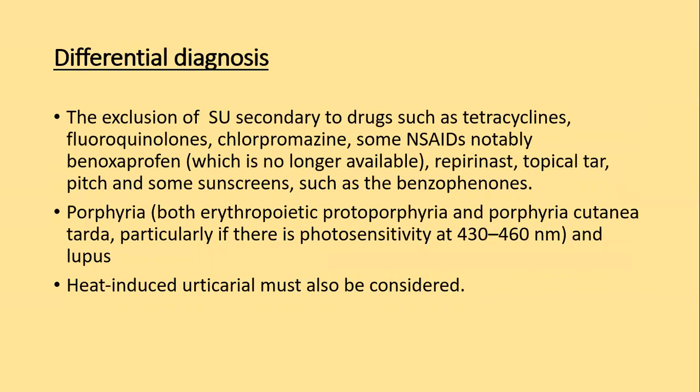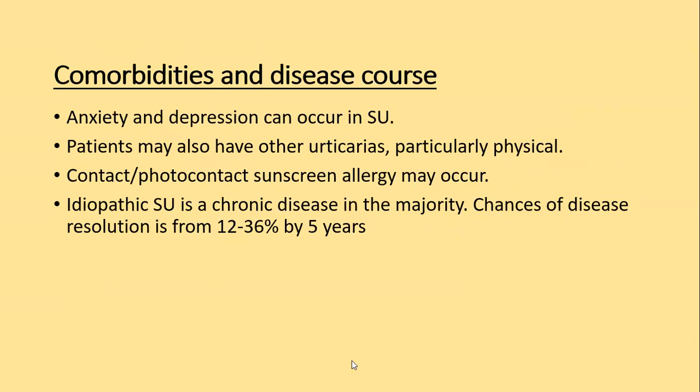Differential diagnosis. The exclusion of solar urticaria secondary to drugs like tetracycline, fluoroquinolone, chlorpromazine, and some NSAIDs, notably benoxaprofen, which is no longer available, topical tar, pitch, and some sunscreens such as benzophenones. Porphyria, both erythropoietic protoporphyria or porphyria cutanea tarda, particularly if there is photosensitivity at 430 to 460 nanometers, and lupus. So heat-induced urticarial lesions must also be considered among the differentials.